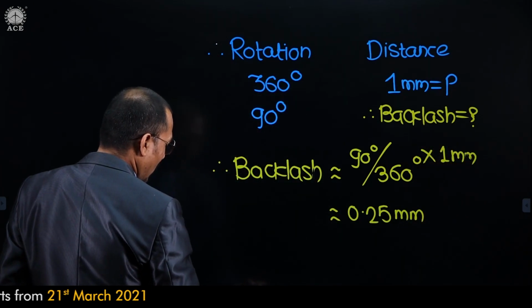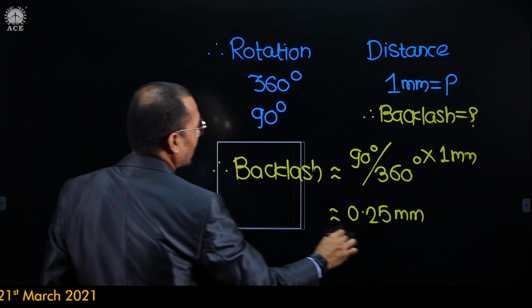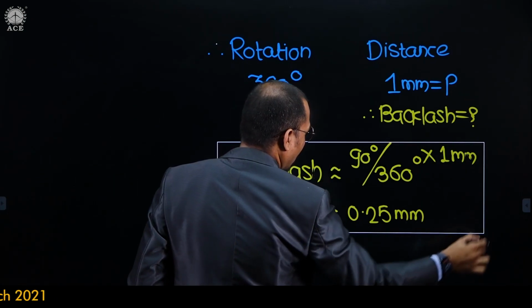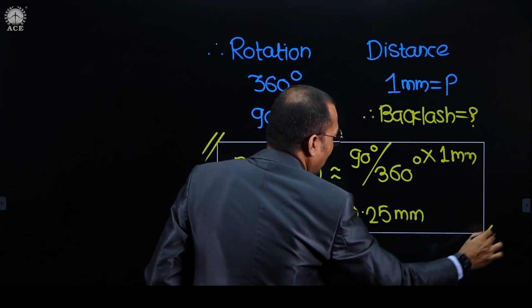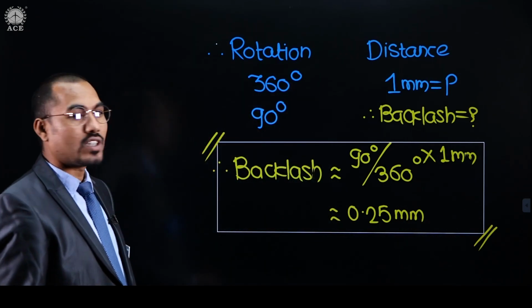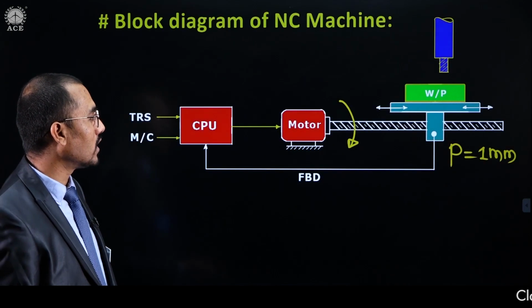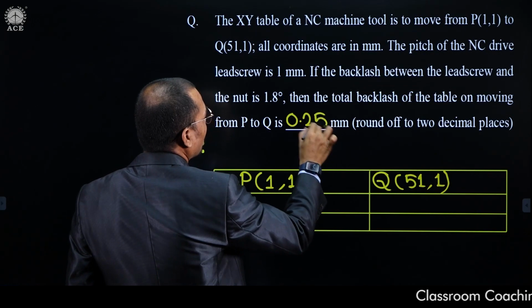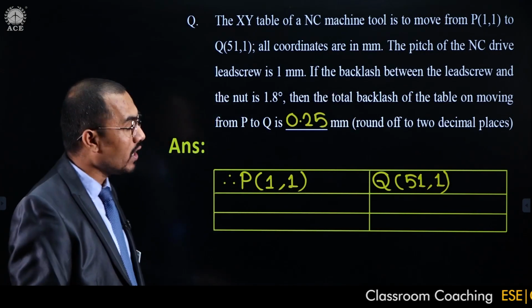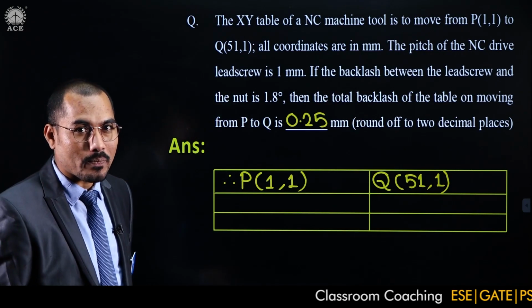So I'll say that, sir, this is what exactly actual distance is coming as a backlash. So, answer is 0.25 millimeter. So, if I go and put it here, I'll say that sir, 0.25 millimeter is the total backlash as far as this question is concerned.